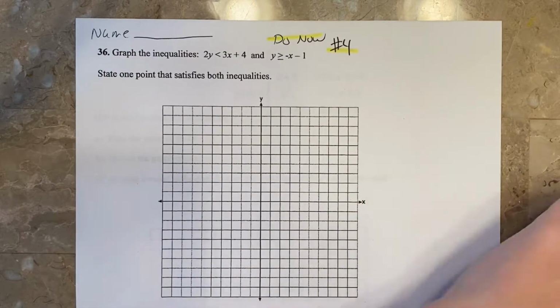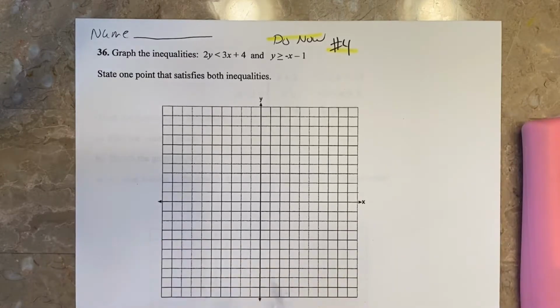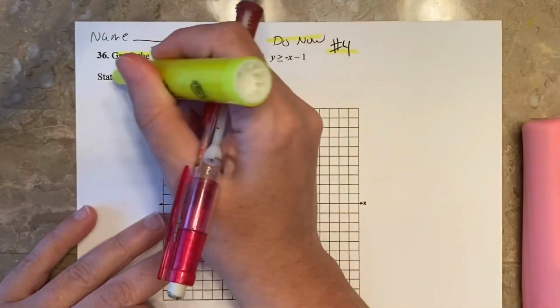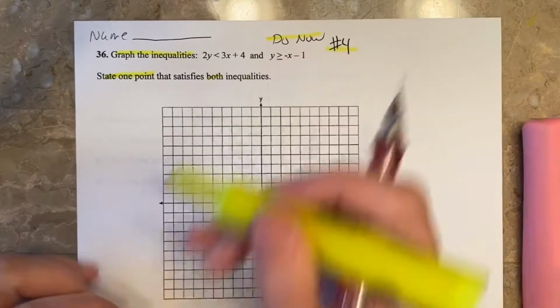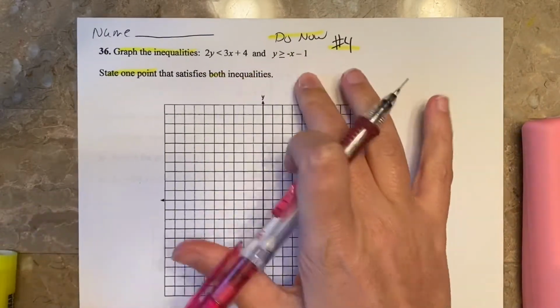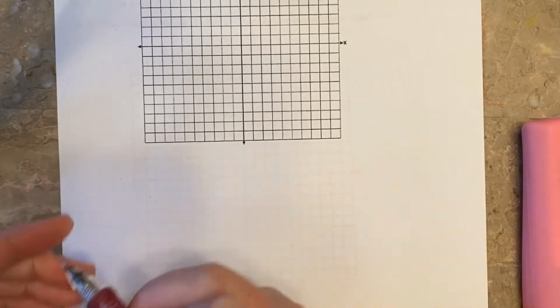You'll definitely need a ruler and a calculator for today's do now. So it says, graph the inequalities, state one point that satisfies both inequalities. All right, so I'm going to take those two. I'm going to transfer them down here.